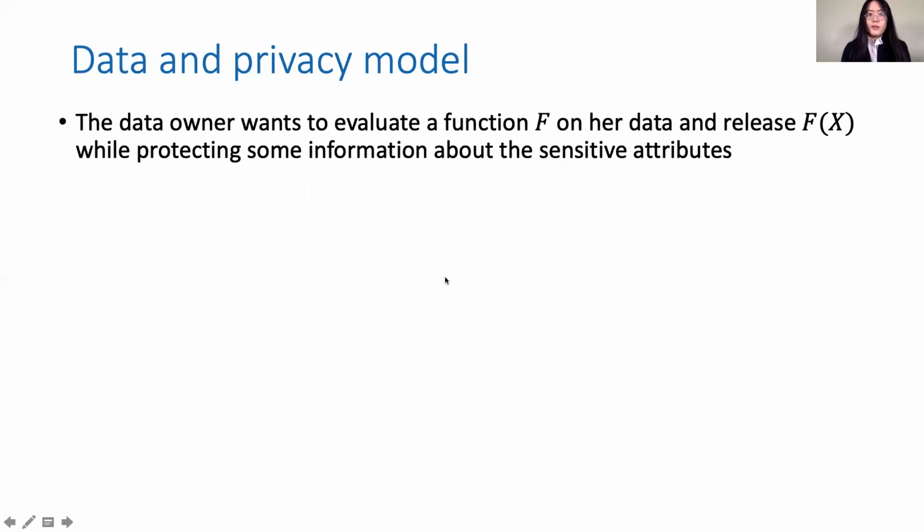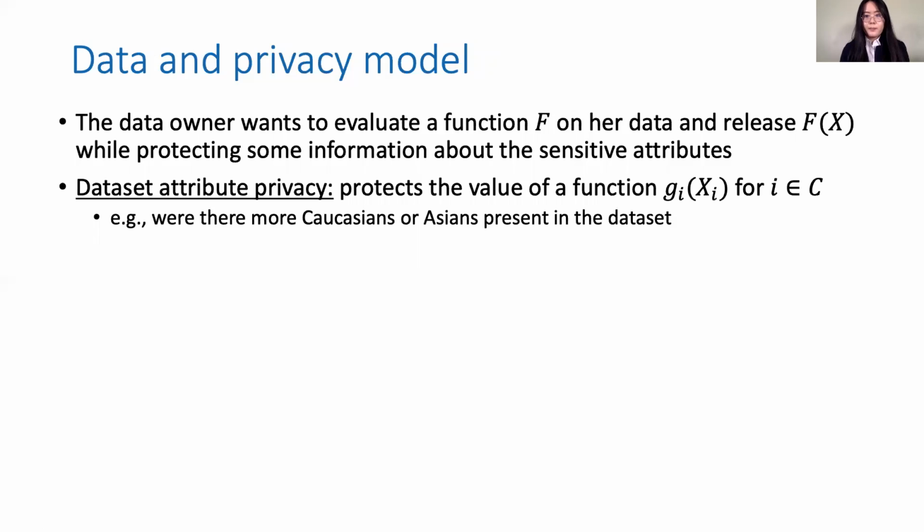And the data owner wants to evaluate a function f, and we want to release f of X while protecting other information about the sensitive attributes. We introduce two notions of attribute privacy. Before we make those definitions formal, we'll start by distinguishing them. The first one is dataset attribute privacy, which protects the attribute of a particular dataset. And the property of the attribute could be: were there more Caucasians or Asians present in this dataset. And we model this property as a function g_i of a certain column x_i.